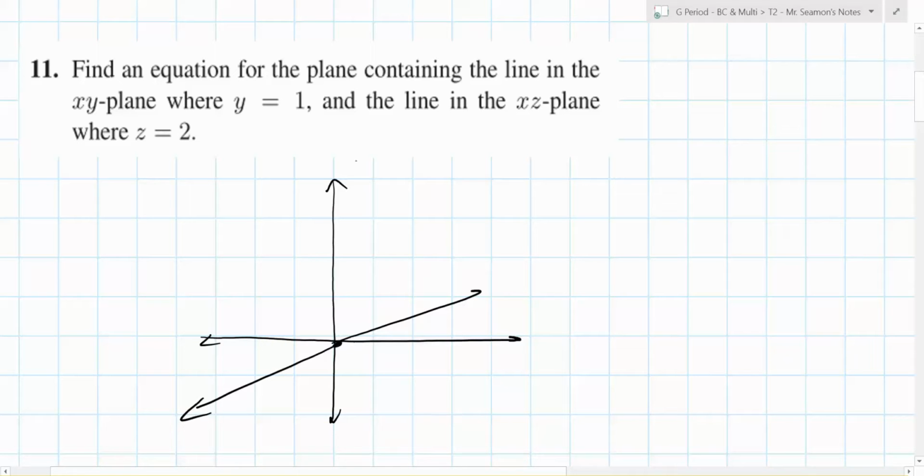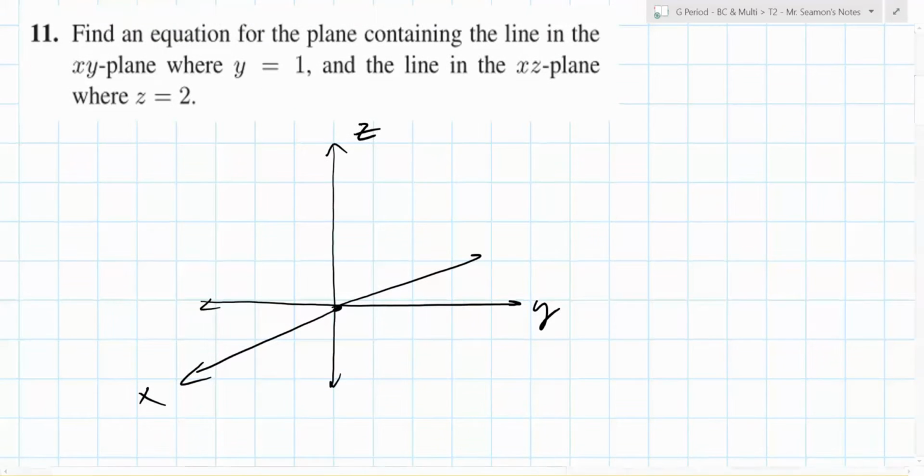Okay, so we have z, x, and y. It says find an equation for the plane containing the line in the xy plane where y equals 1. So let's make that red. Let's say y equals 1 right here. It's in the xy plane, so it looks like this. So it contains that one.